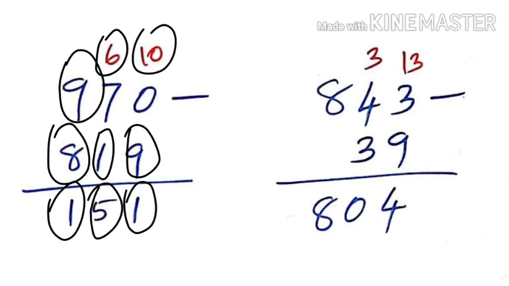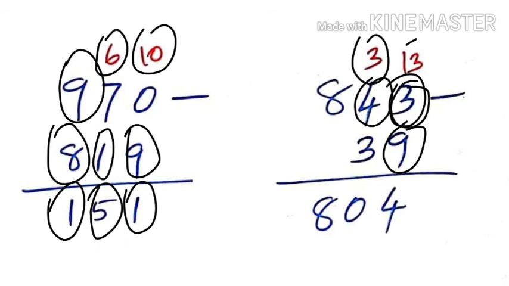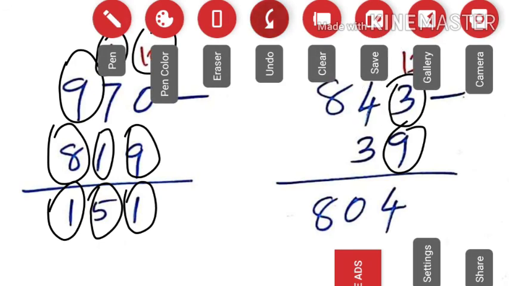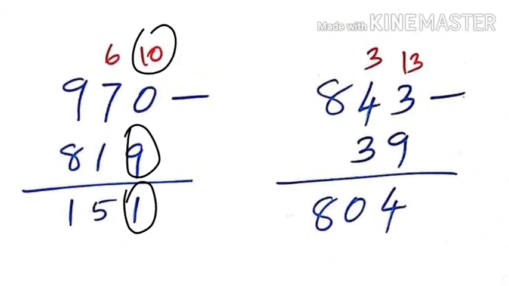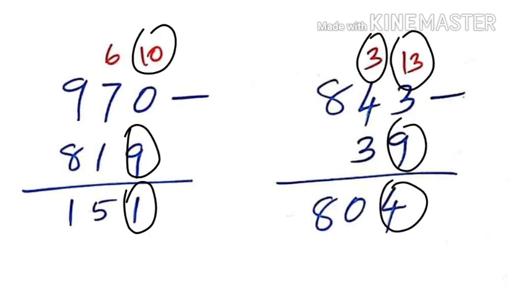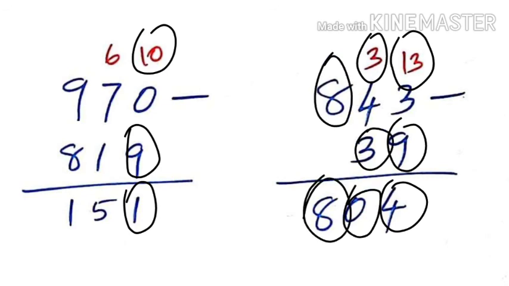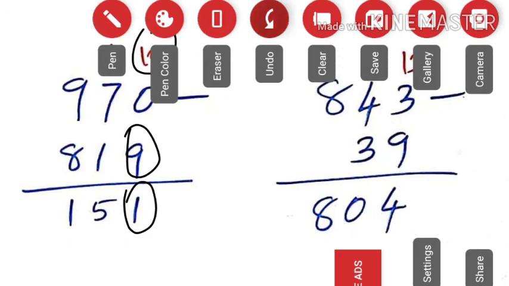In the fifth example, 843 minus 39. We can't subtract 9 from 3, so we are borrowing 1 from this 4. 4 becomes 3 and 3 becomes 13. So now 13 minus 9 is 4, 3 minus 3 is 0, 8 minus 0 is 8. 804 is the final answer.